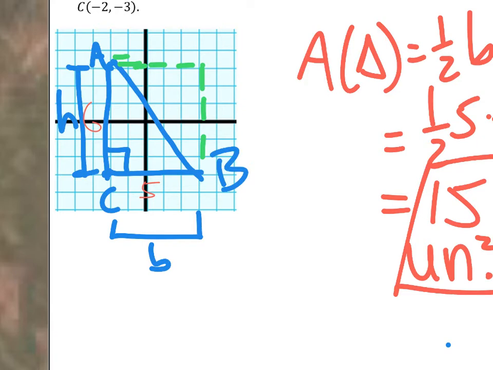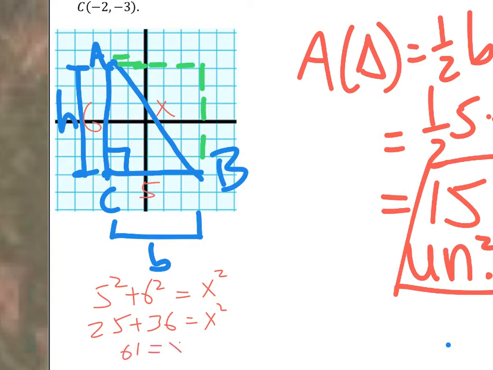Okay, so let's call this x. Our Pythagorean theorem says the legs squared, which is 5 squared plus 6 squared, has got to be equal to the hypotenuse squared. A squared plus b squared equals c squared. And so we can square it, add it, and we get 61. And to finish it off, we're going to square root. And when we square root that, we get about 7.81.